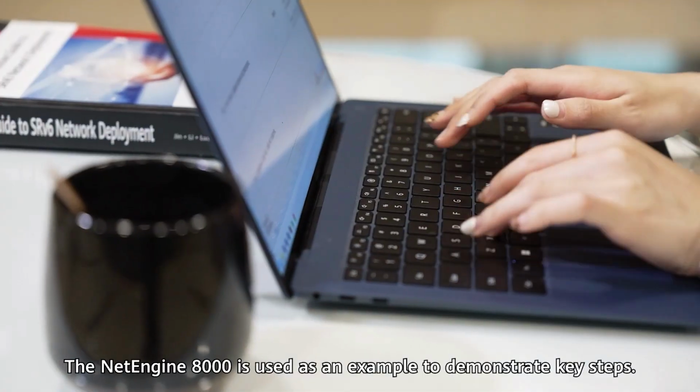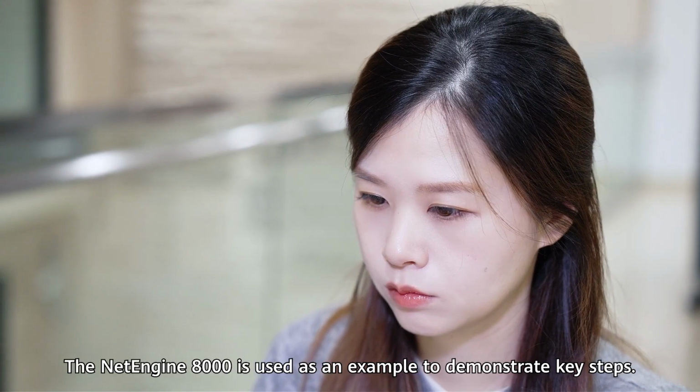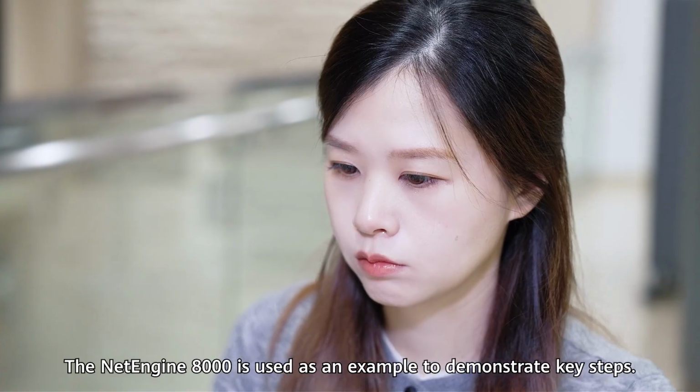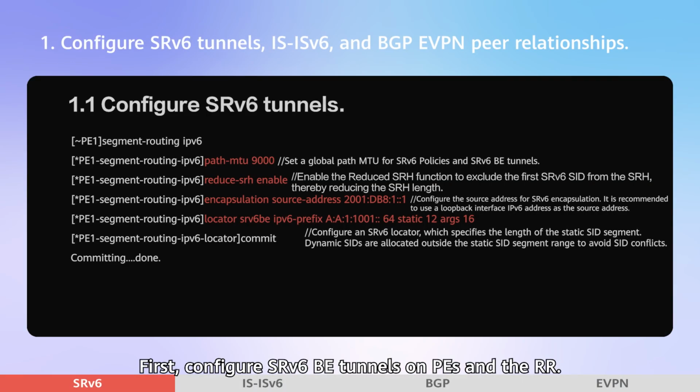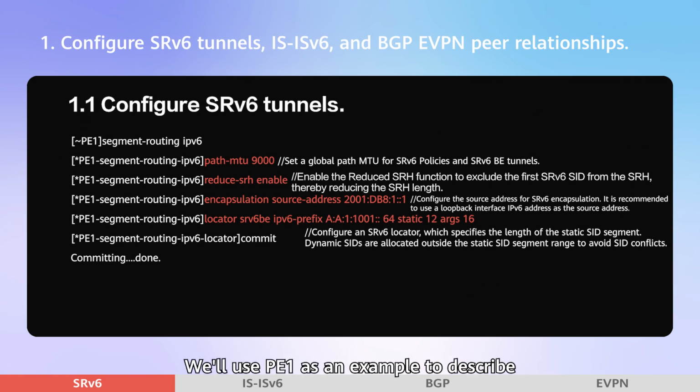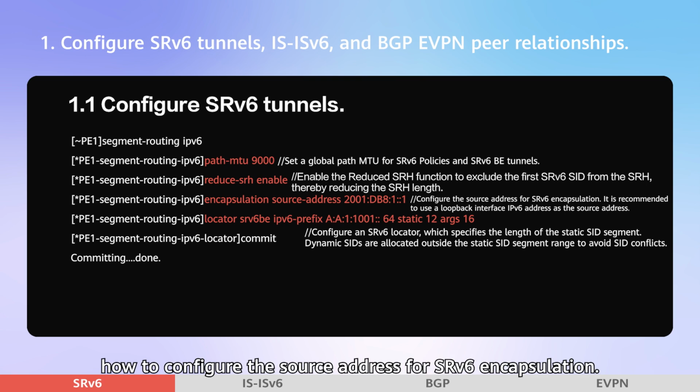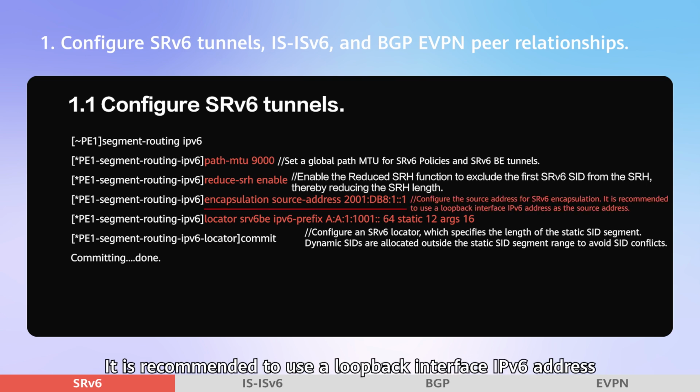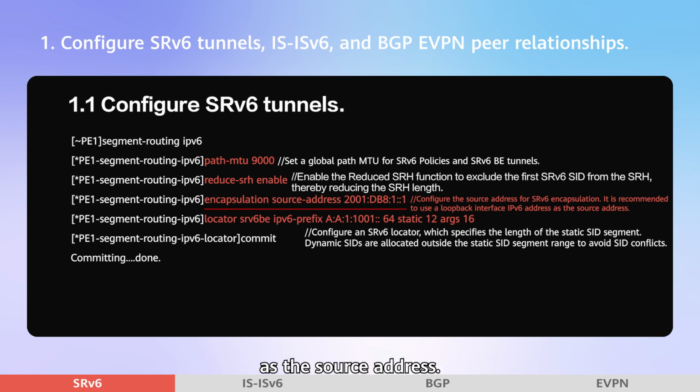The NetEngine 8000 is used as an example to demonstrate key steps. First, configure SRv6 BE tunnels on PEs and the RR. We will use PE1 as an example to describe how to configure the source address for SRv6 encapsulation. It is recommended to use a loopback interface IPv6 address as the source address.